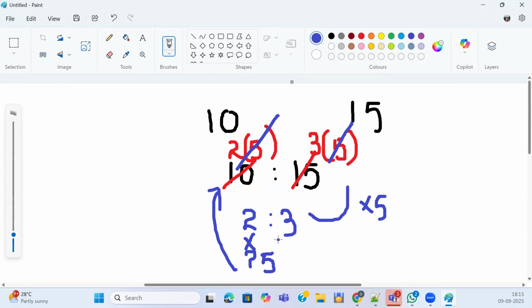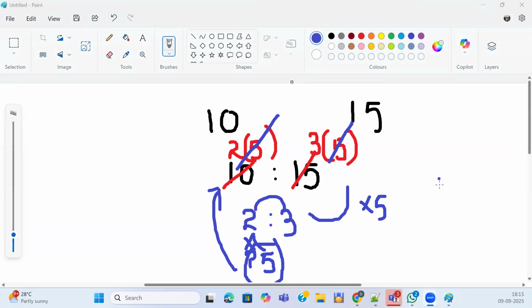So the point you should understand here is, whenever the ratio is given, the original numbers should be multiplied with the same number. In this case, what number am I multiplying? I am multiplying with 5. Everyone understood? Yes, sir.